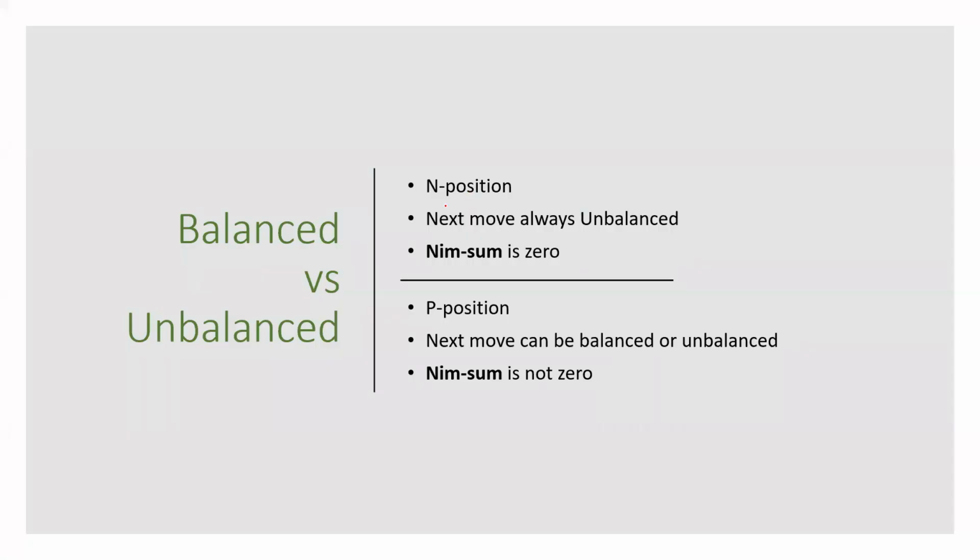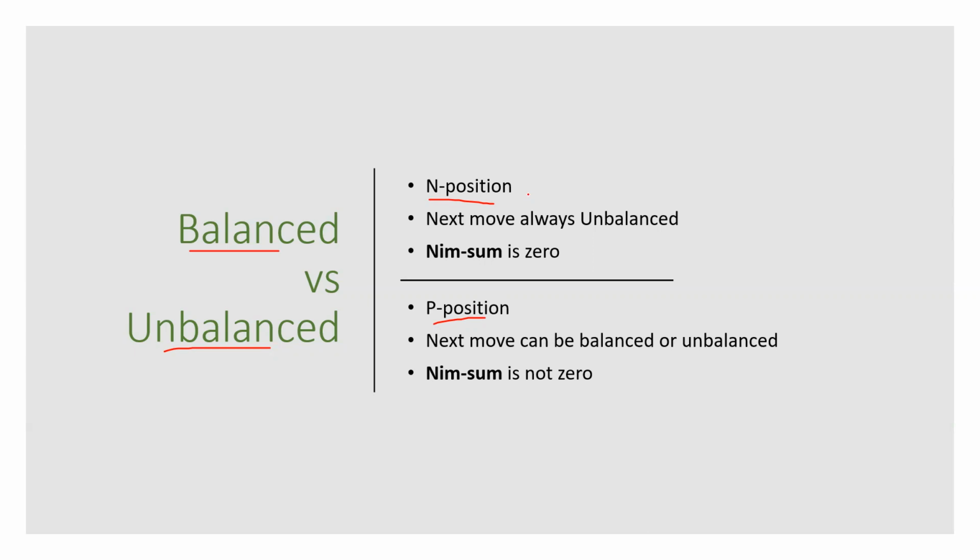Now the game can be in two states at any time. It can be in a balanced or an unbalanced state, also known as P position or N position. N position stands for next position, which means the player who will make the next move will win the game, and P position means the player who made the previous move will win the game, which means the current player, who just made the move.